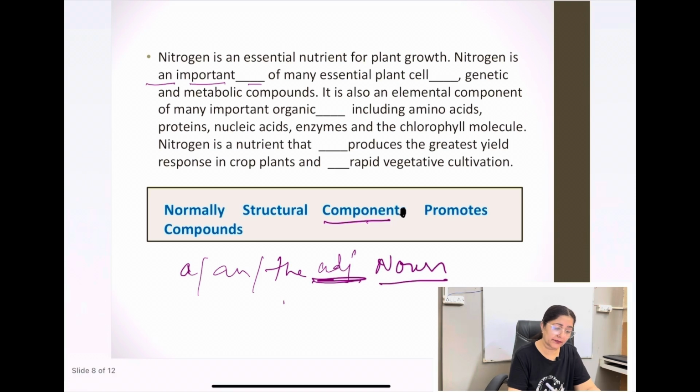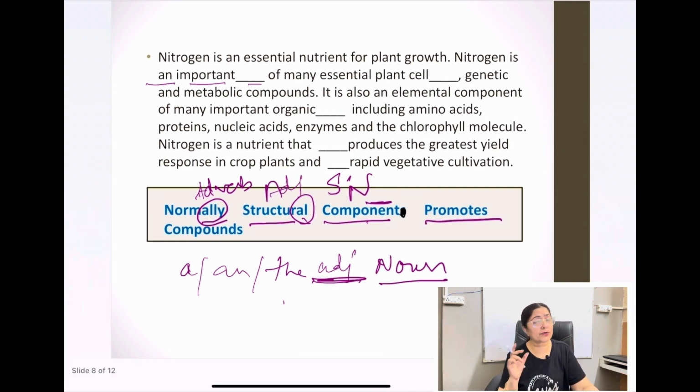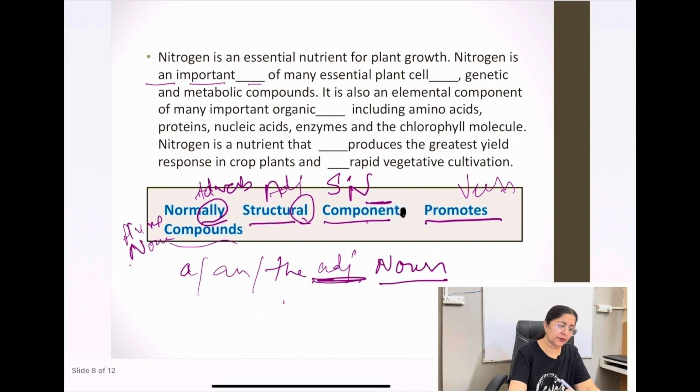We remember the suffix nt. So nt is a noun and it is a singular noun. Let's see the other parts of speech as well. Normally, ly is what? It is an adverb. Structural, al is an adjective. Promotes, denotes, connotes, it is a verb form. Compounds, grounds, it is again a noun, a plural noun I can say. So here we will be filling what? It is an important component of many essential plant cell dash genetic and metabolic compounds.